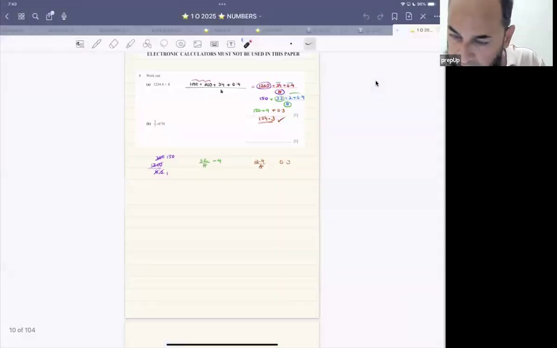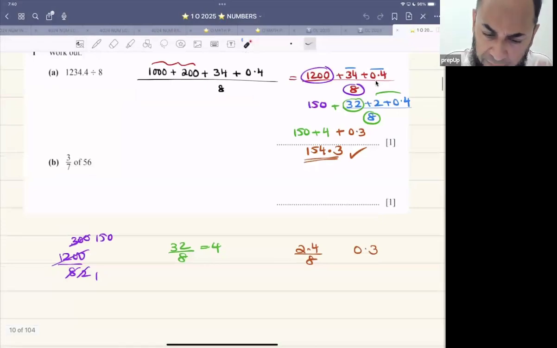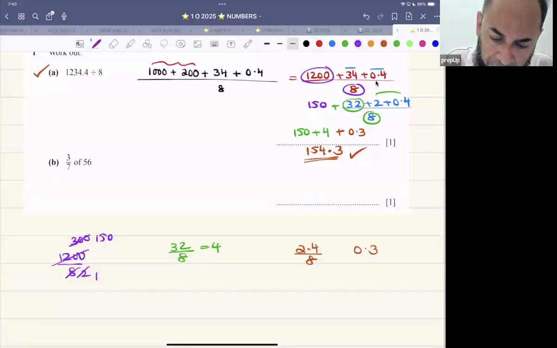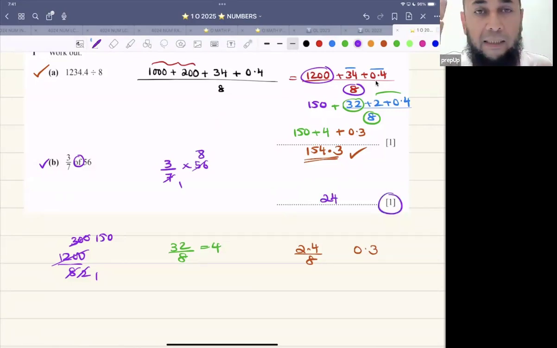So this is like this. Okay. All good, all clear? That's the first one. So this thing is done. The next one. 3/7 of 56. Of means multiplication. 3 over 7 into 56. 7 eights are 56, 3 eights are 24. That's the answer. Now, when we talk about 1 mark answer, there are no partial credits.